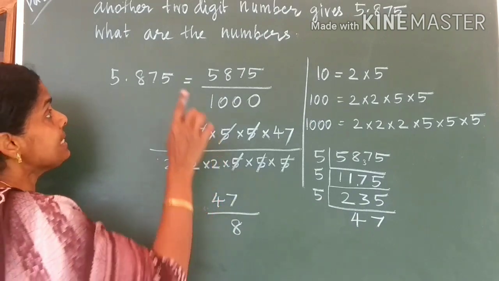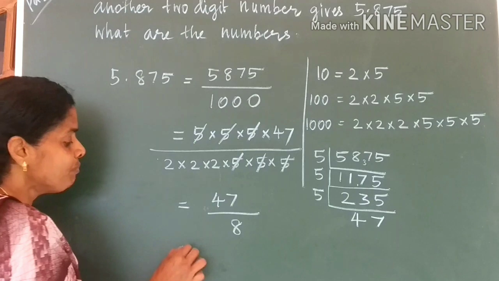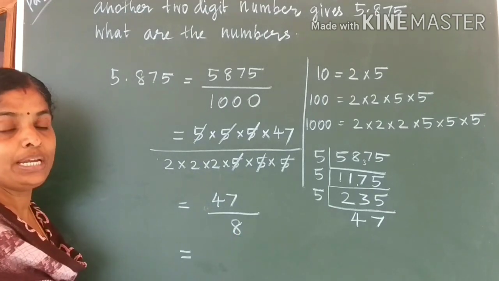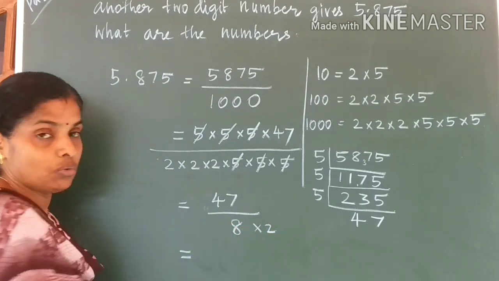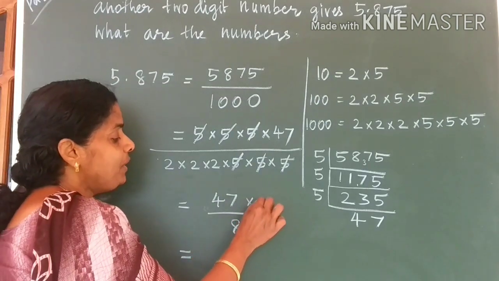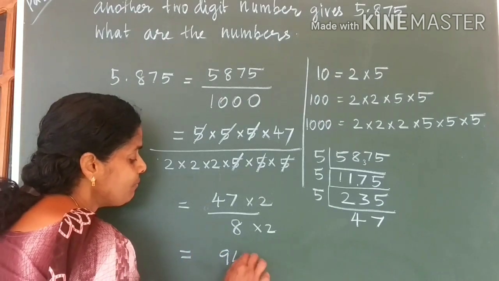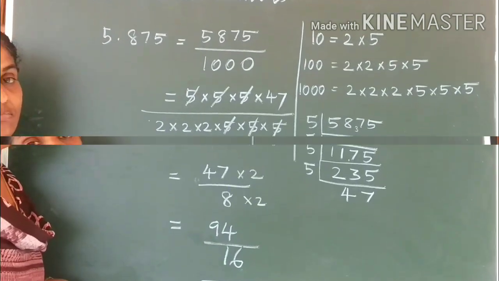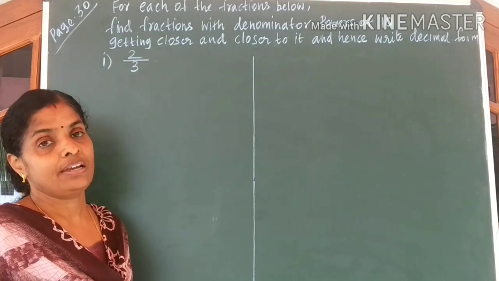But our question is a 2-digit number divided by another 2-digit number. So what you have to do to make 8 a 2-digit number, we can multiply the denominator by 2 so as to get a 2-digit number. In that case, multiply the numerator also by 2, so you get 94 divided by 16, which is the answer for the question.